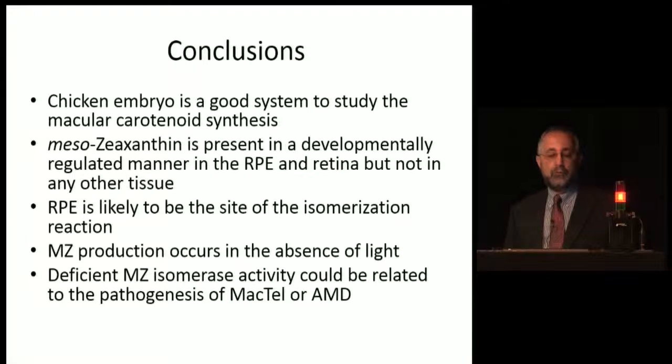We can also know that mesozeaxanthin occurs in the absence of light. I forgot to mention, these eggs were incubated in complete darkness. They were covered with a blanket. The incubator was covered with blankets. There is no light causing this reaction.